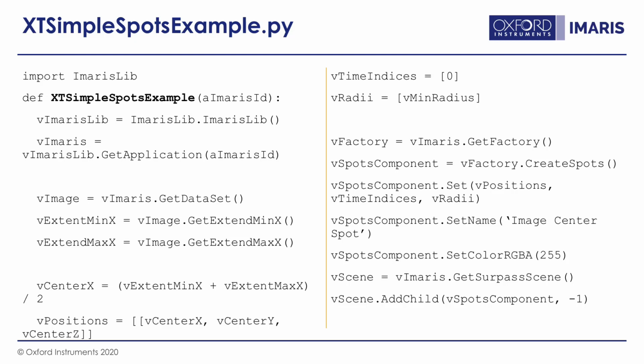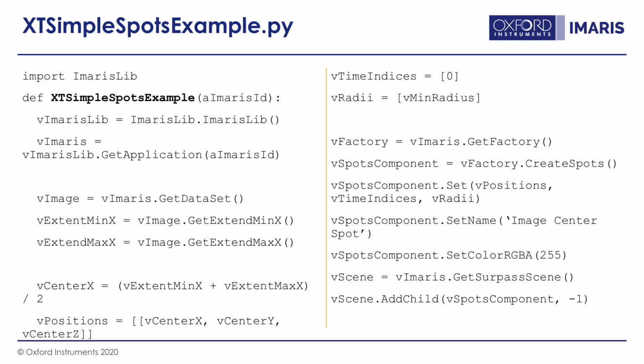Then, in order to place the spot, I need to provide a position, a radius, and a time index. And that's what's done here. So vPositions equals, and then it's a list of lists of float: center x, center y, center z. And then the time indices is 0. I want to place my spot at time index 0. And then the radii is the min radius, which is the minimum of the 3 XYZ sizes. The calculation of this is omitted here.